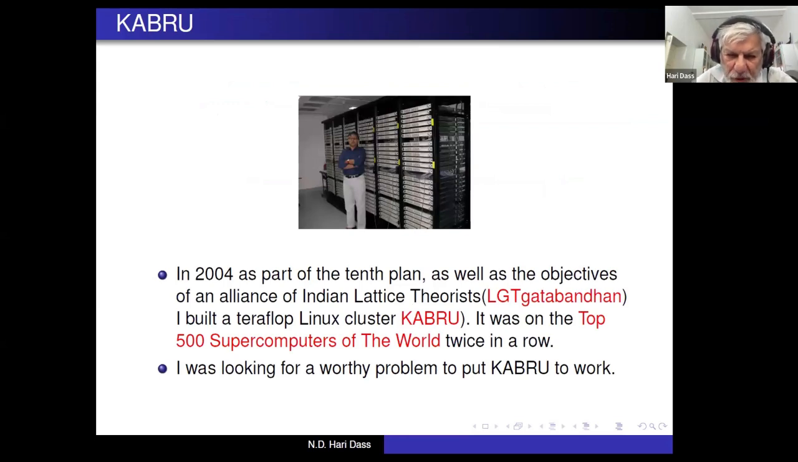So in 2004, as part of the 10th plan, as well as the objectives of an alliance called Indian Lattice Gauge, which I lightly call the LGT Gatabandhan, I built a teraflop Linux cluster called Kabru. It was in the top 500 supercomputers of the world twice in a row. I was looking for a worthy problem to put Kabru to work.